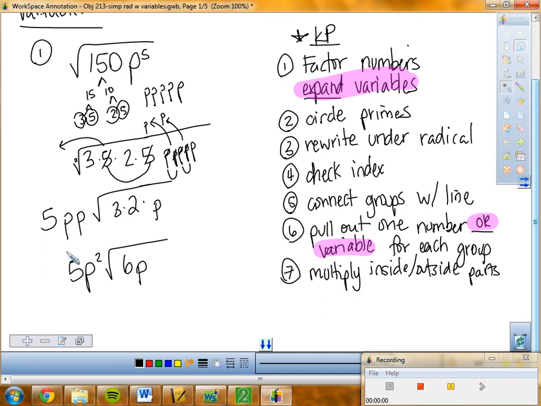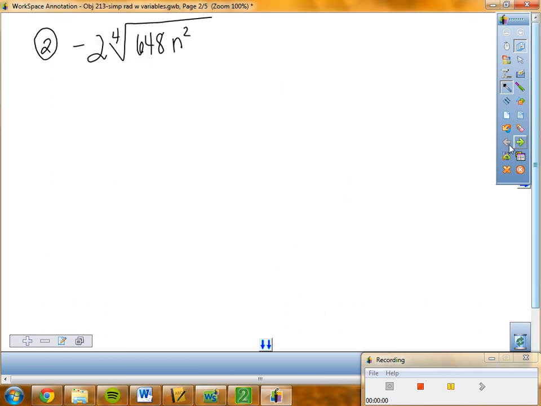So it's really almost identical key points, same procedure. We just have this extra idea of expanding our variables, pulling out letters for each group, and then simplifying the inside and the outside. So this is really just practicing our variables. Let's look at another example. Here we have a coefficient out in front, but let's follow the same steps.